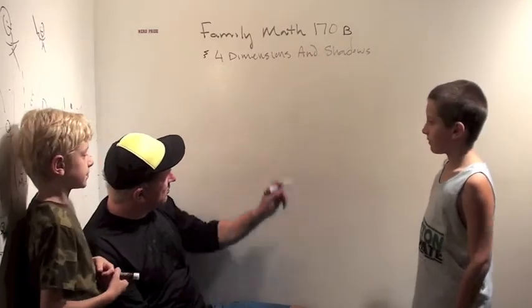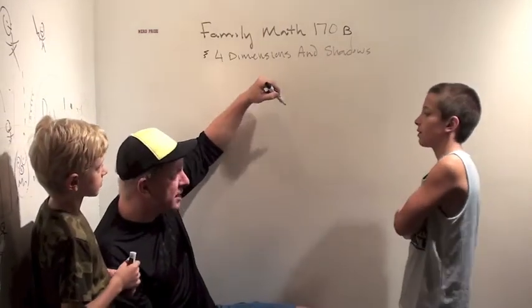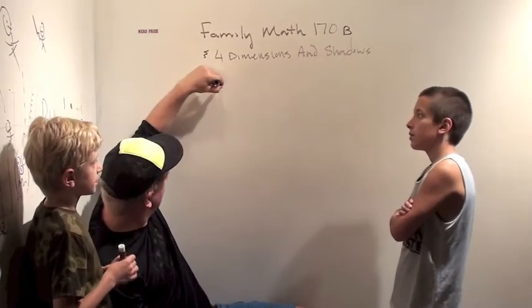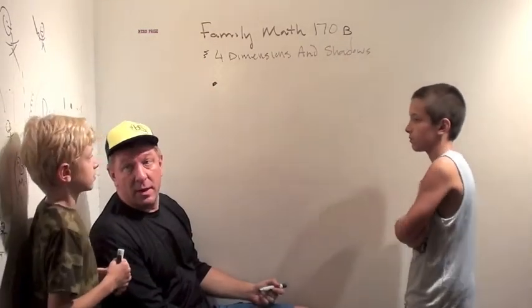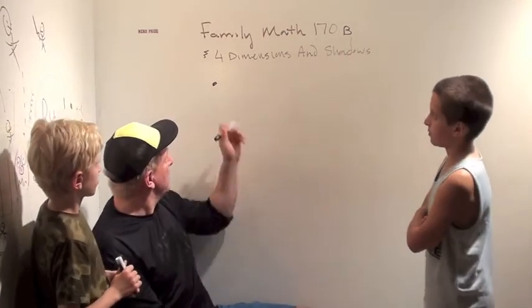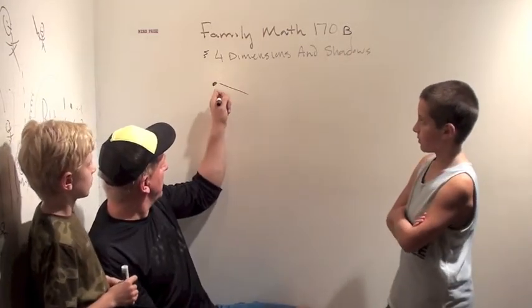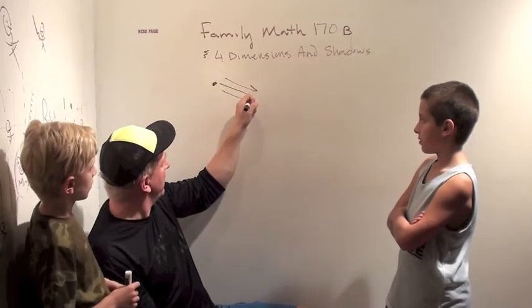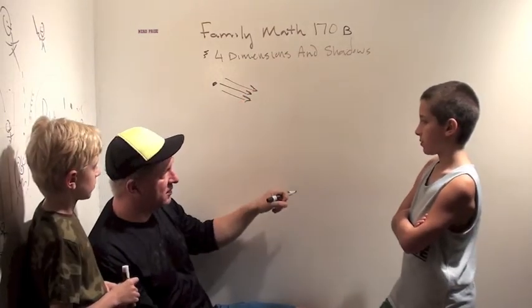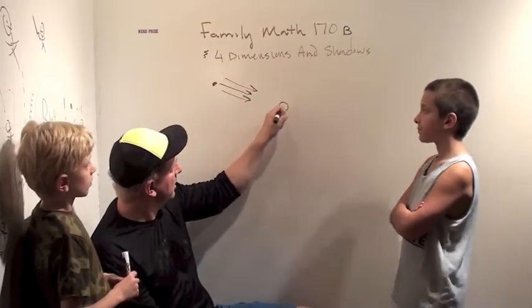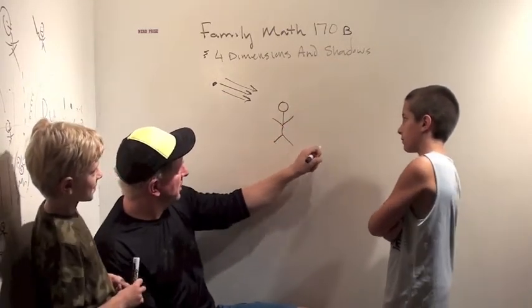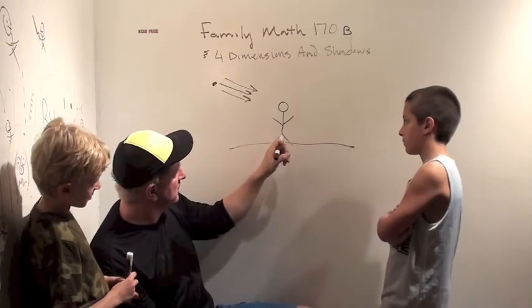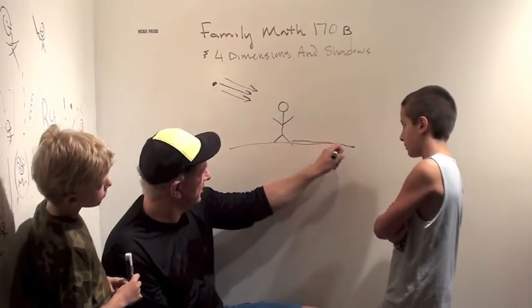Okay, so let's talk about, first of all, what creates a shadow. First you need a light source. And it's good if that light source is really far away, because then the light's just coming straight at you basically. And then here you are, standing on the ground, and then you have a shadow over here.